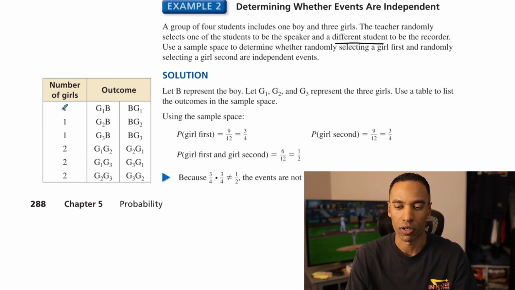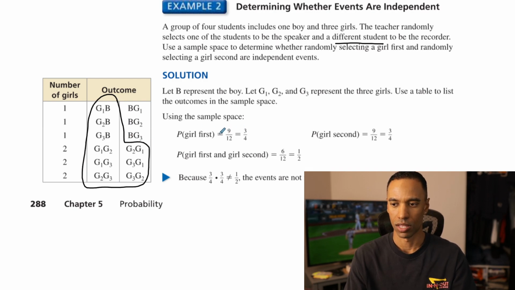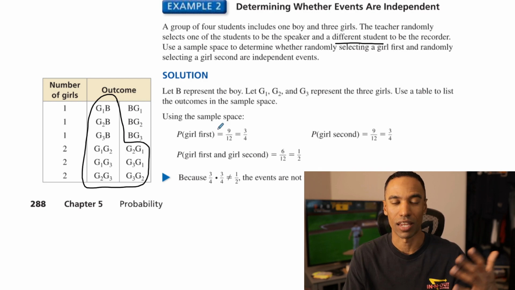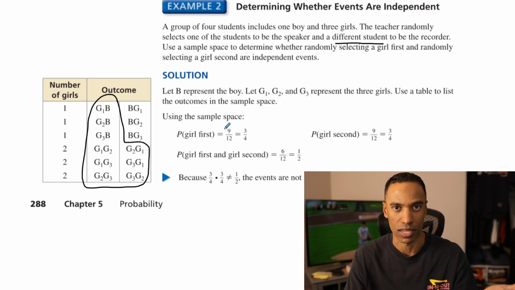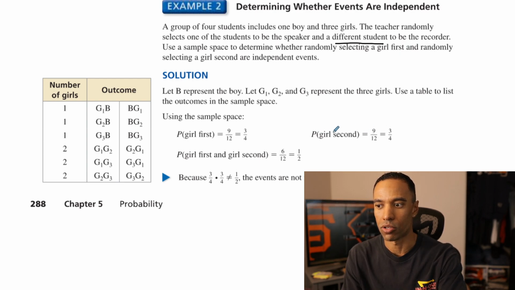Now, the number of girls overall: there's 1 girl overall in the first set of 6, and there are 2 girls overall in the second set of 6. Probability of selecting a girl first, you can see there are 9 different ways that a girl can be selected first out of the 12. That's 3/4. There's a 3/4 chance that a girl is selected first. I mean, that makes sense overall. And there's also a 3/4 chance that a girl is selected second.